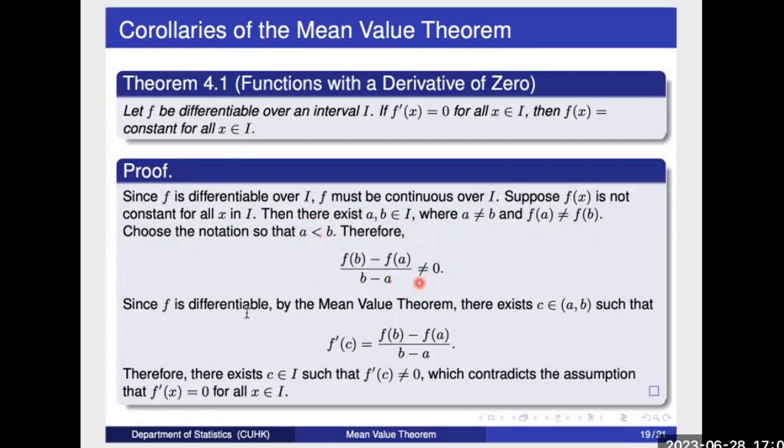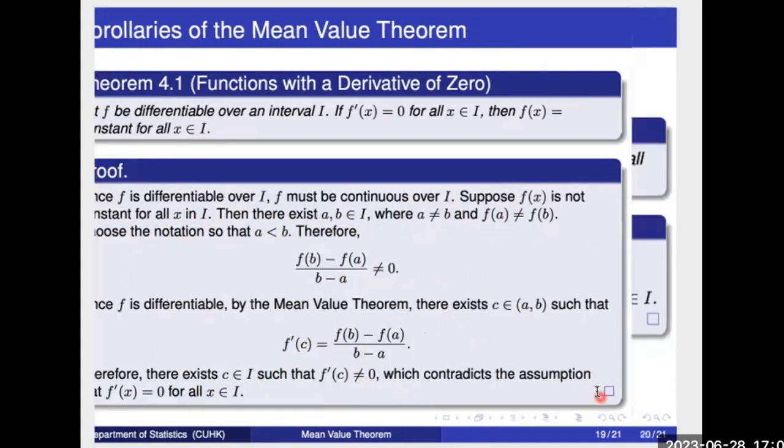Given that f is differentiable, applying the mean value theorem reveals the existence of a point c within the open interval from a to b where f prime of c equals the same fraction. Thus, there exists a point c in I such that f prime of c is not equal to 0, thereby contradicting our initial assumption that f prime of x equals 0 for all x in I.